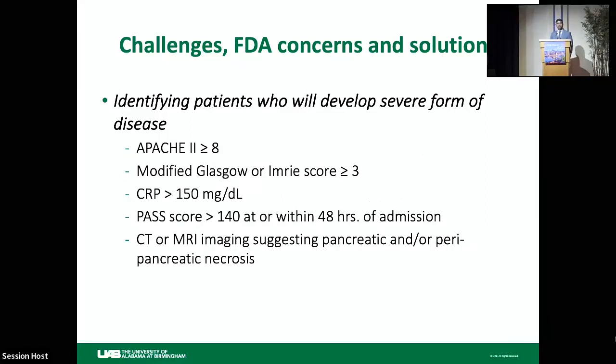This was one of the major concerns of FDA: how accurate the prediction would be for patients who develop the severe form of disease. We all know that there is no single criterion which can accurately predict that a patient would develop a severe form of the disease. But we have included some new criteria in addition to the existing ones, like the PASS score of more than 140 at the time of admission. Although with these criteria in combination the sensitivity is very high, the specificity is still low, between 50 to 60% accuracy in predicting. But unfortunately, there is no other way of giving a more accurate prediction.